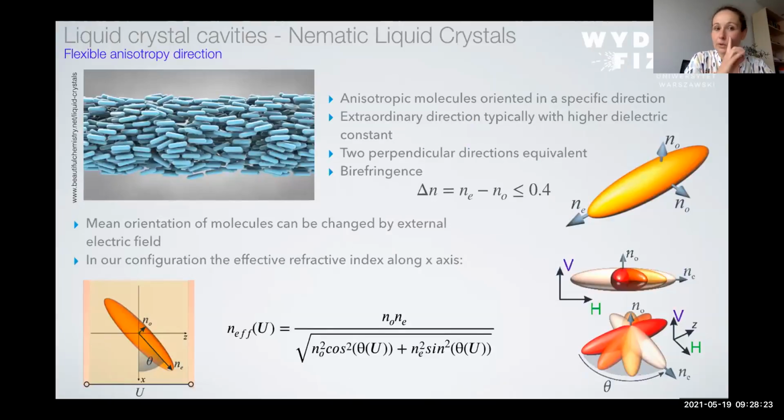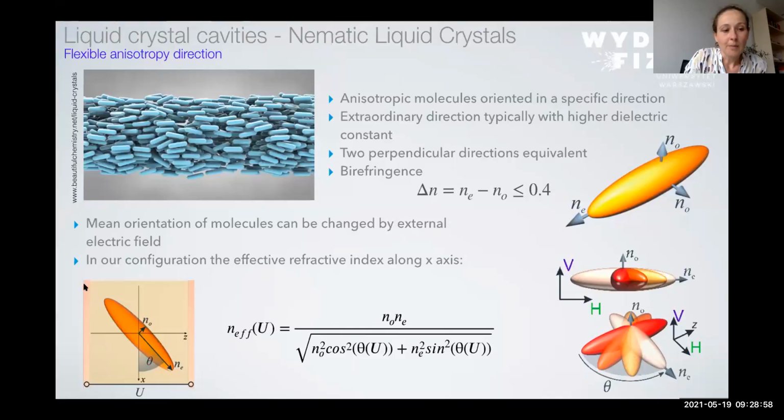So looking at the liquid crystal molecules, we use the nematic liquid crystal that can be modeled by an elongated molecule that has a different refractive index in this direction and a different refractive index in this direction. The two ordinary refractive indices are the same, and then we have the extraordinary one bigger, and actually the birefringence of these molecules can be as high as 0.4.